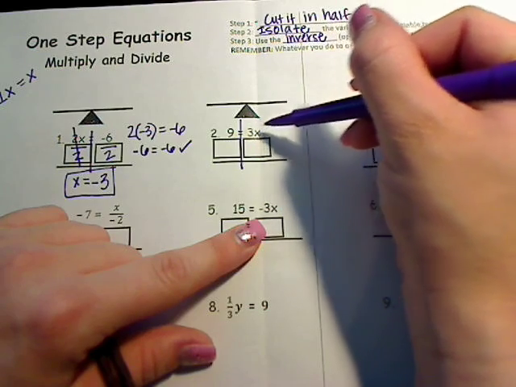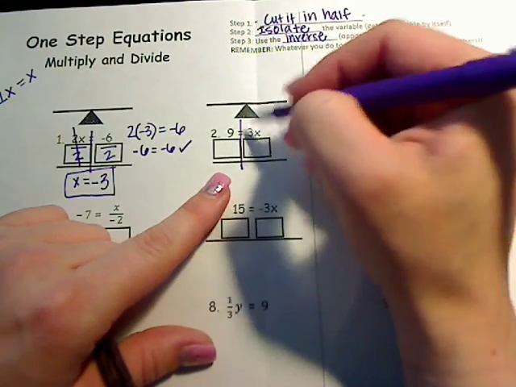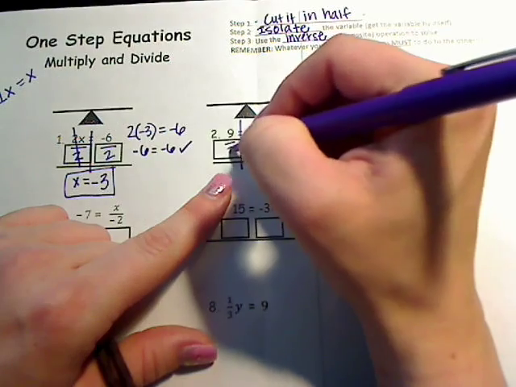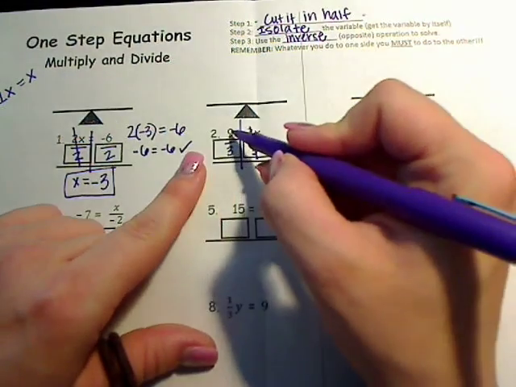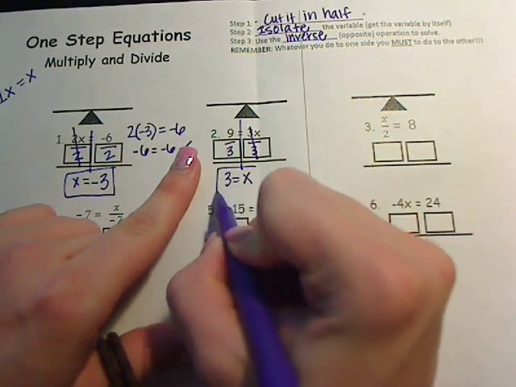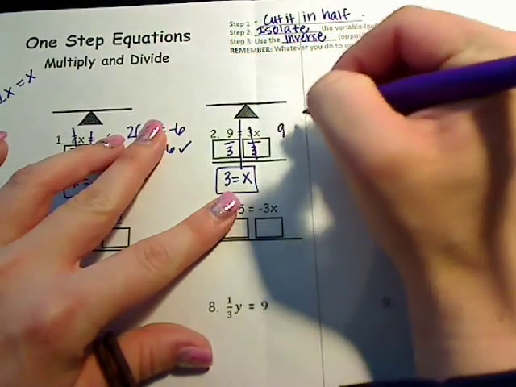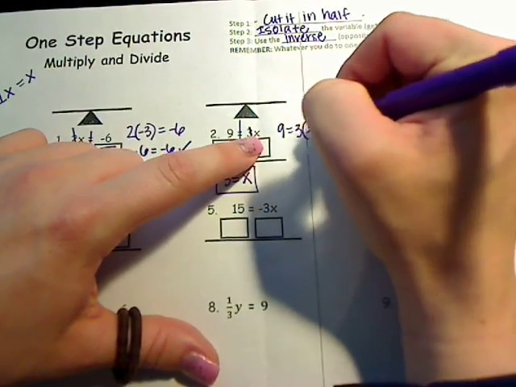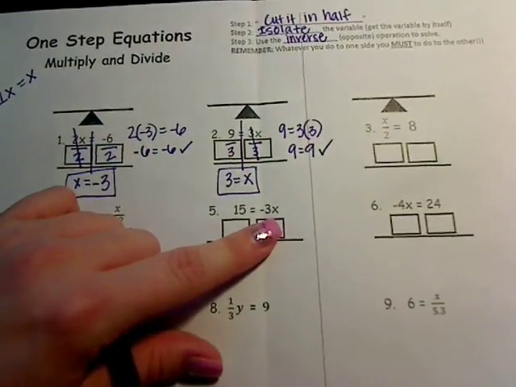So that says 3 times x. So I'm going to use the inverse operation. The opposite of multiplying by 3 is dividing by 3. What I do to one side, I'm also going to do to the other. My 3's cancel. 9 divided by 3 is 3, and all I have left on this side is x. So I say x equals 3. Well, let's plug it in and make sure. 9 equals 3 times 3. Well, 9 does equal 9, so yes, I did it right.